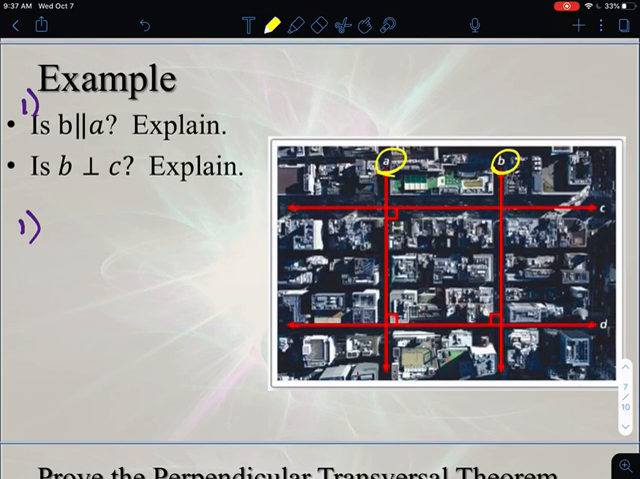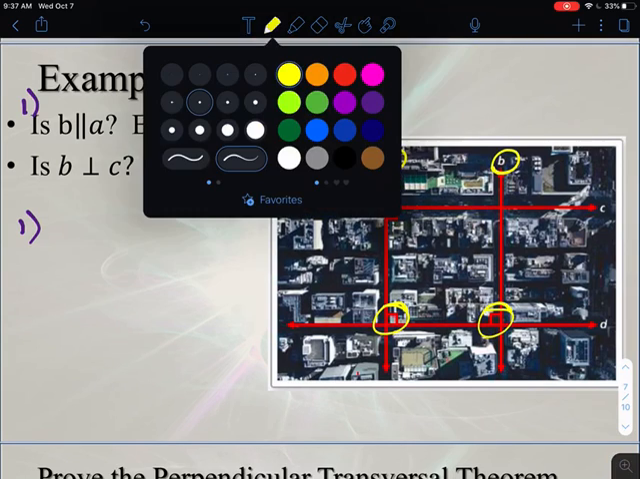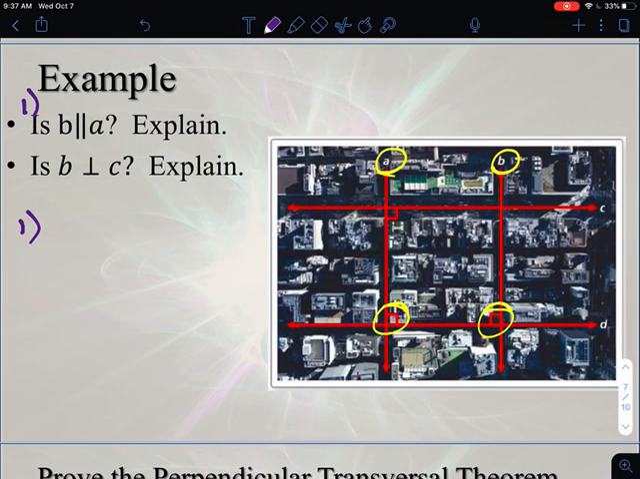So let's take a look. A and B are what we're focusing on. In order for A and B to be parallel, we would need them to be perpendicular to the exact same line. So if I look here, I see A is perpendicular to C, but I don't have anything about B and C. So that's not going to work. Then if I look again at the other line here, A is perpendicular to D, and B is perpendicular to D. Well, that helps me.